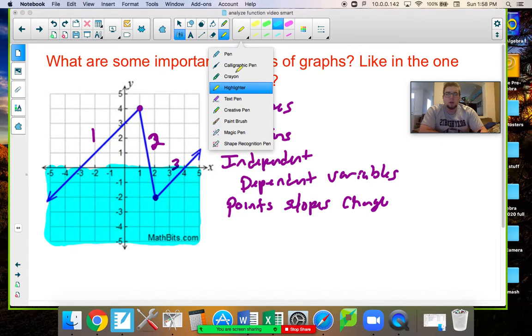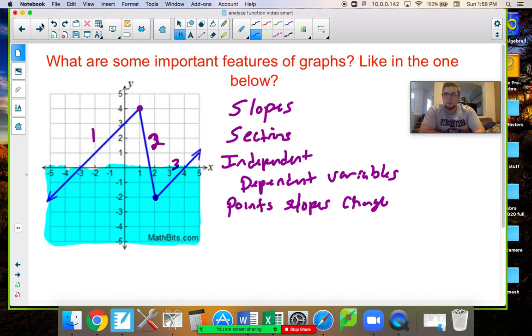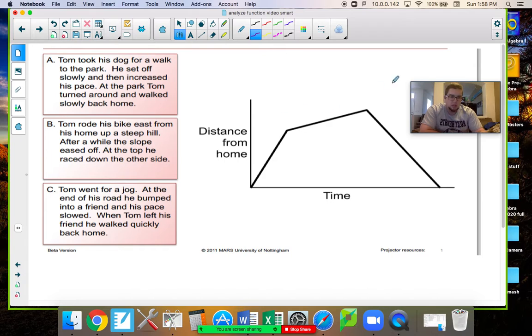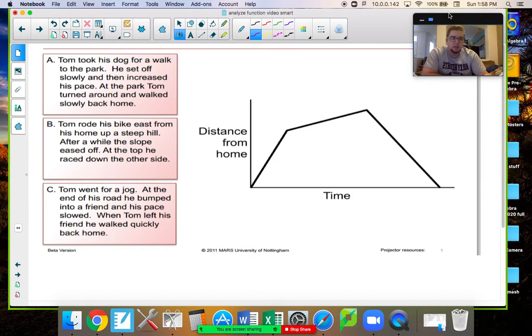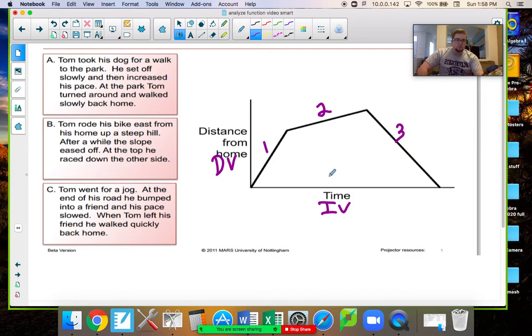Different parts of graphs that we look at also tell a story. So this graph over here, we've got our dependent variable and our independent variable. It's trying to describe a story. From here something happened, section 1. From here to here something happened. Then here to here something happened. All in relation of distance from home in time.